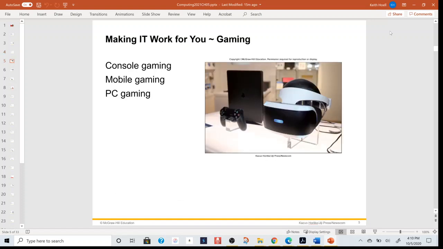Now, you see this picture here. We have a picture of a headset, and that's for virtual reality. And we have a picture of, it looks like, a Sony PlayStation there. All right, the Sony PlayStation that you see there, that box you see on the screen right there, that is a picture of a system unit. So even video game systems will have system units.